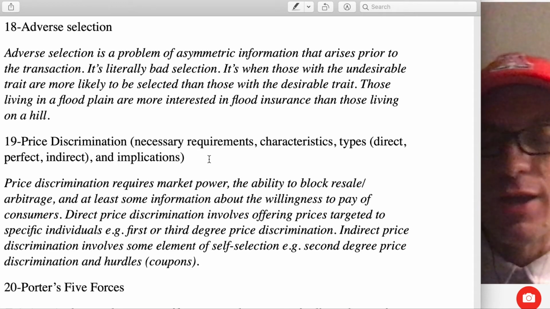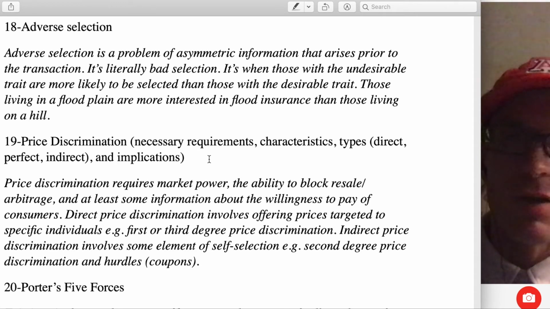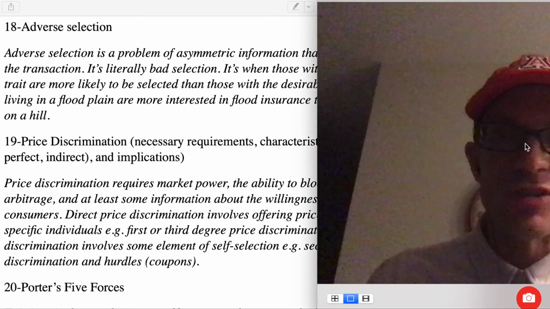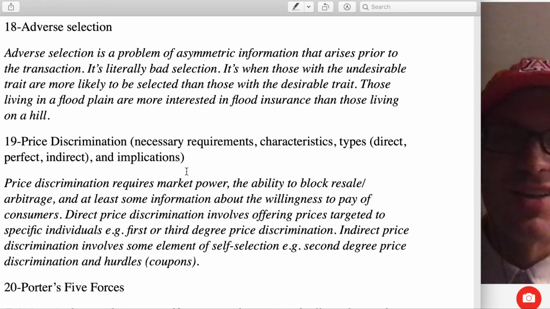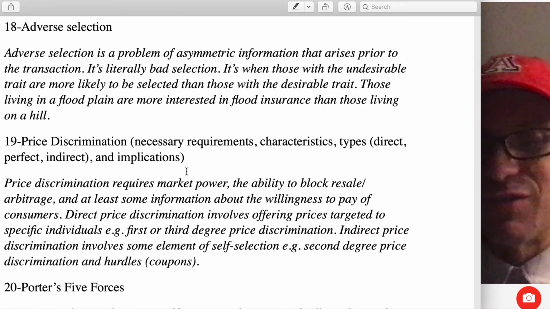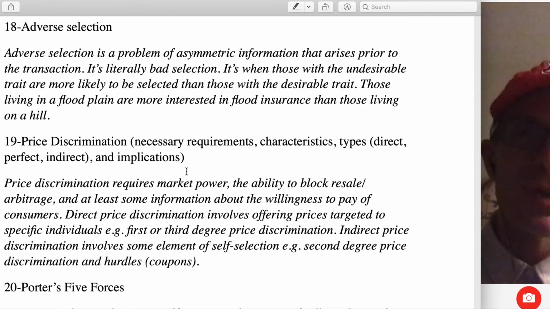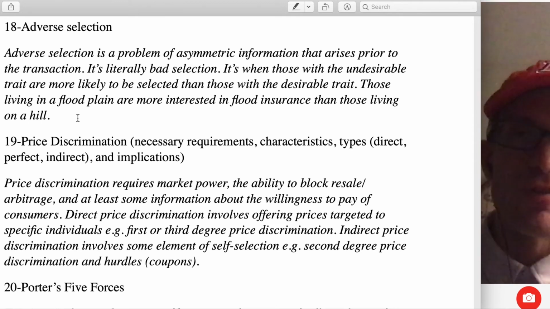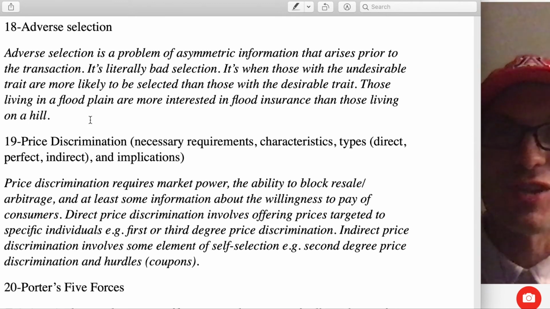So it's if there's overrepresentation of those with a bad trait, such as if you're trying to sell flood insurance, and those living on hills are not as evenly represented in the pool of applicants for insurance as those living in the valley, right? And so if those living in the floodplain are more interested in flood insurance than those living on a hill, you're probably going to have the adverse selection problem.